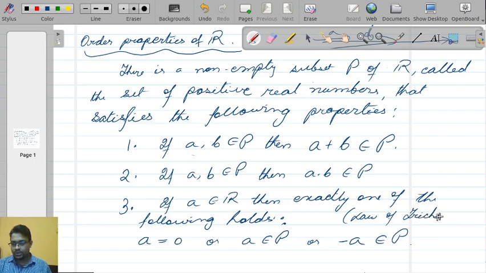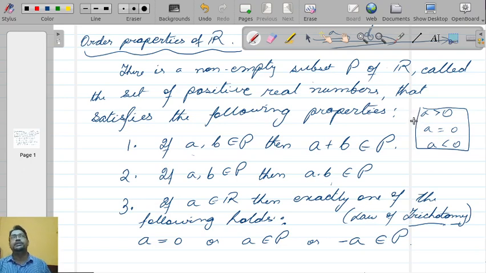This is also written in the introductory pages of any class 10 textbook on real numbers, of course in a different form. It's written something like: given any real number A, either A is greater than 0, or A is equal to 0, or A is less than 0. Exactly one of these is true. Any given real number is either positive or negative or 0. This is basically the law of trichotomy.